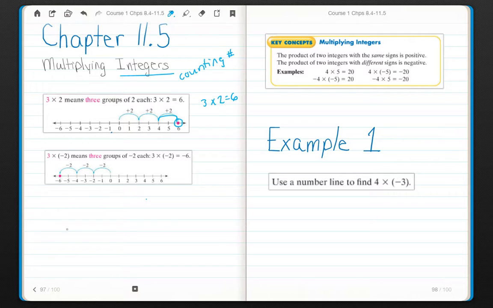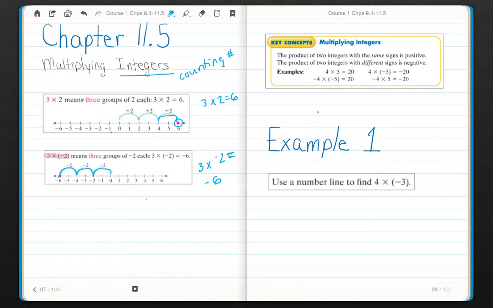Cool. But what about 3 times negative 2? So that means 3 groups with negative 2 in each group. So if I have negative 2, I'm not moving to the right down my number line. I'm not increasing, I'm decreasing. So I'm going to have negative 2, negative 4, and end up finally at negative 6. So 3 times negative 2 equals, not less than, equals negative 6.